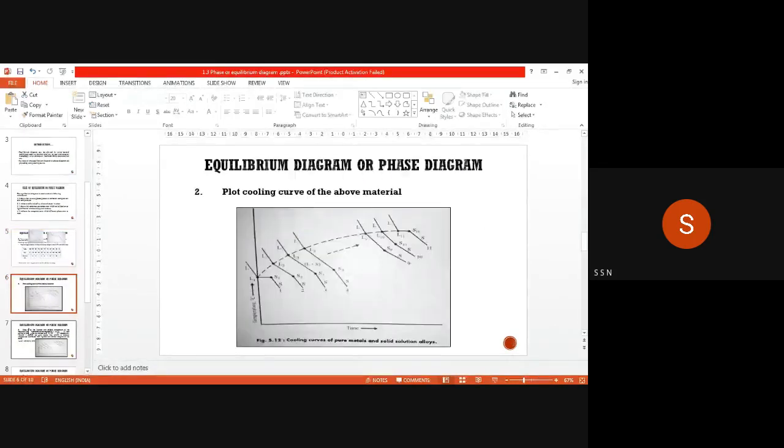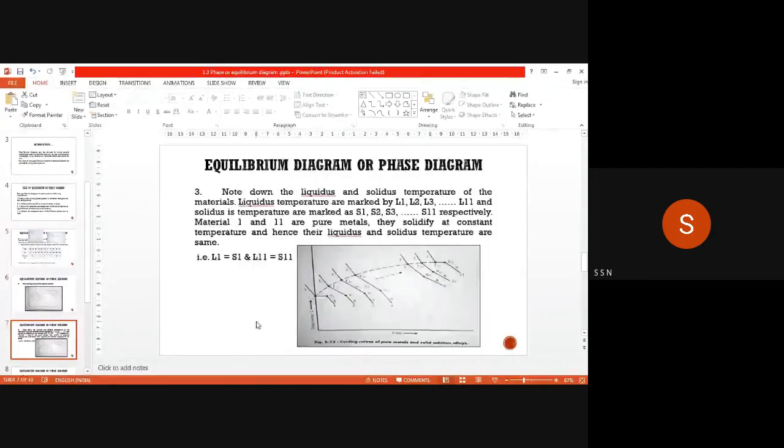Then thirdly, note down the liquidus and solidus temperatures of the material. Now, what is the liquidus temperature and what is the solidus temperature? That we have seen in the last lecture. What is the liquidus temperature? It is the temperature at which solidification starts. The start of solidification temperature is called the liquidus temperature.